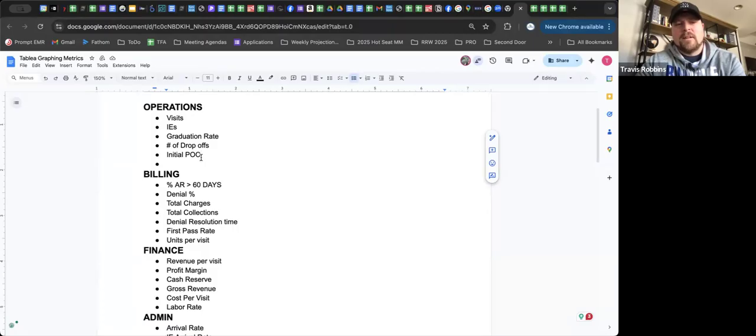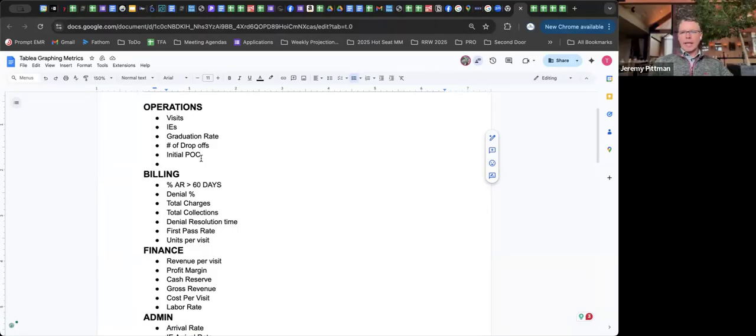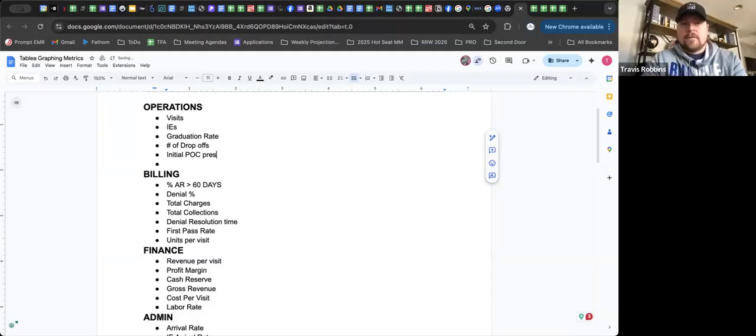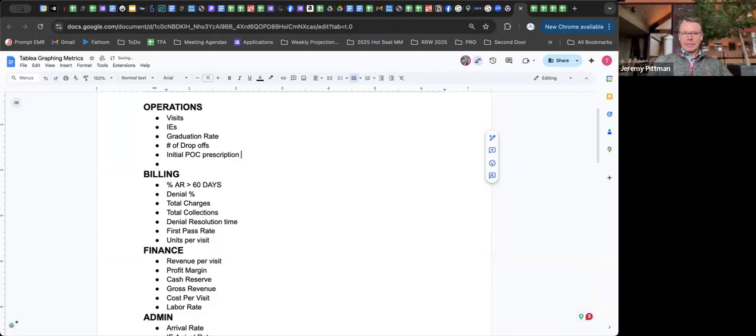Initial plan of care, what's that? That's that rate. So what did you write the initial plan of care for, prescription and visit frequency, right? So it's frequency. Okay.